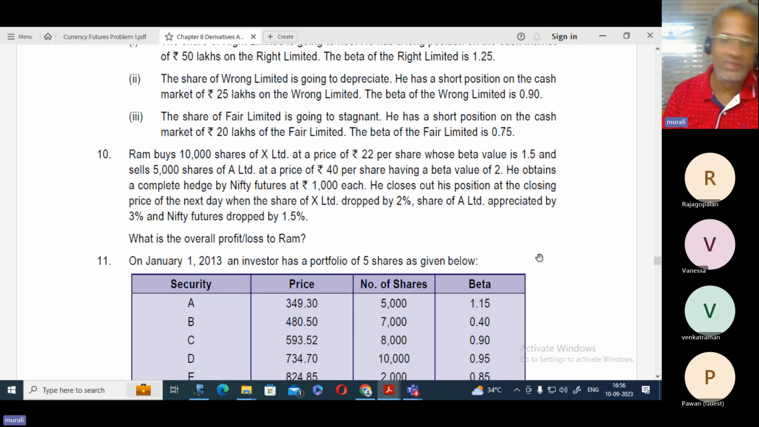Yes, Vanessa, could you read out this? Yes, sir. Ram buys 10,000 shares of X Limited at a price of rupees 22 per share, whose beta value is 1.5, and sells 5,000 shares of A Limited at a price of rupees 40 per share, having a beta value of 2. He obtains a complete hedge by Nifty futures at rupees 1,000 each. He closes out his position at the closing price of the next day when the share of X Limited dropped by 2%, share of A Limited appreciated by 3%, and Nifty futures dropped by 1.5%. What is the overall profit or loss to Ram?